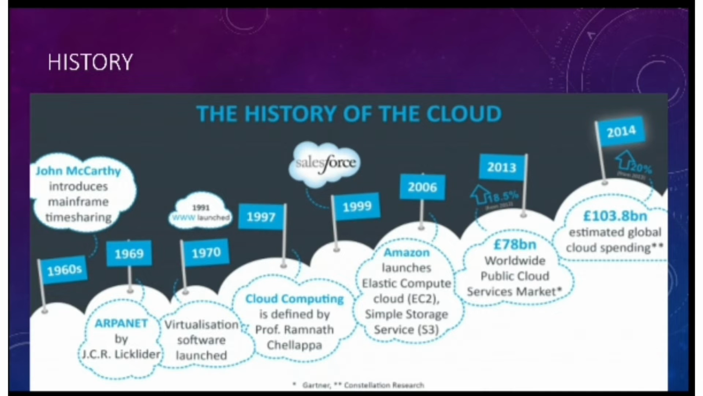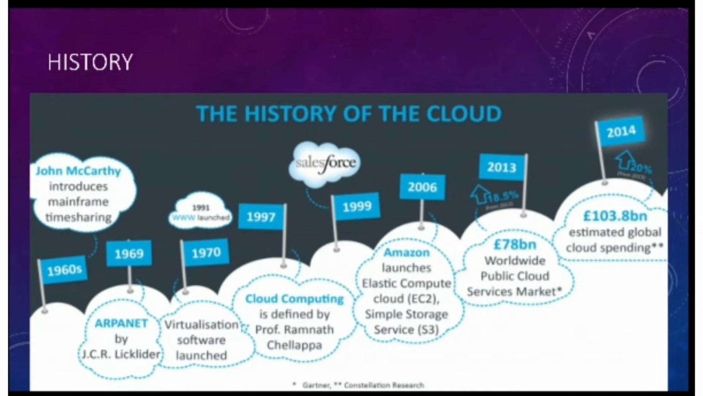In the 1960s, John McCarthy, who is also known as the father of artificial intelligence, introduced mainframe time sharing. In 1969, ARPANET was introduced by JCR Licklider. In 1970, virtualization software was launched. And in the year 1997 was the time when cloud computing was defined by Professor Ramnath Chellappa.